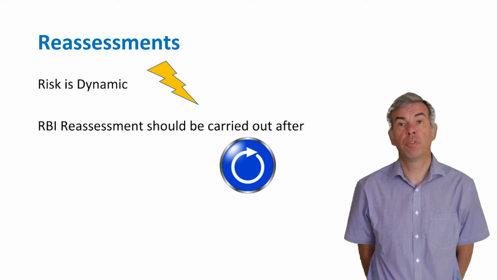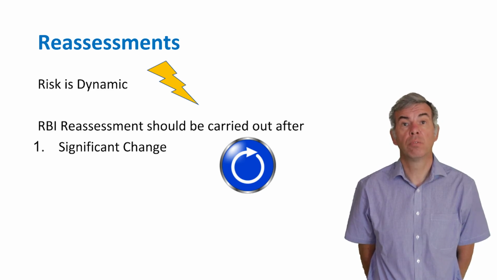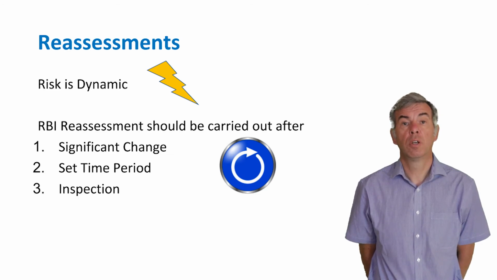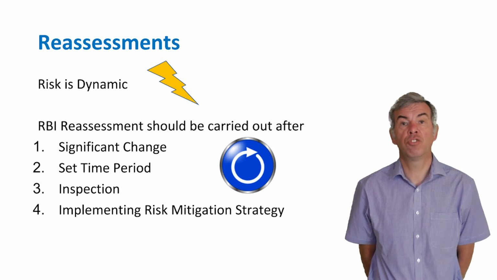These changes could be things such as after significant changes, so after process conditions have changed or damage mechanism rates have changed significantly. After a set period of time, there are set default time periods in the API codes, for instance. After an inspection, where we've got new information available to help update the assessment. After implementing a risk mitigation strategy to help determine its effectiveness.